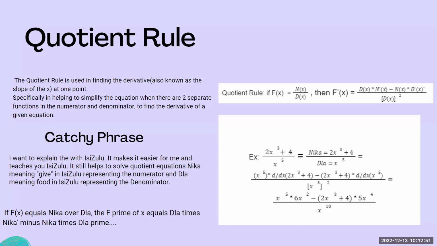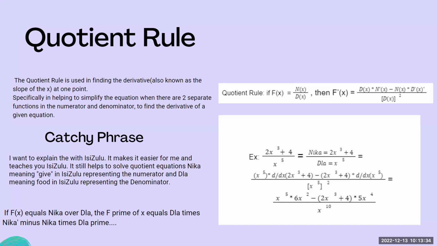My catchphrase, simplified, is: if f of x equals Nika over Dla, then f prime of x equals Dla times Nika prime minus Nika times Dla prime, over Dla to the second power. So take your time leisurely to translate that. And so I will be explaining my problem. So f of x equals 2 times 2x to the third power plus 4 over x to the fifth power.